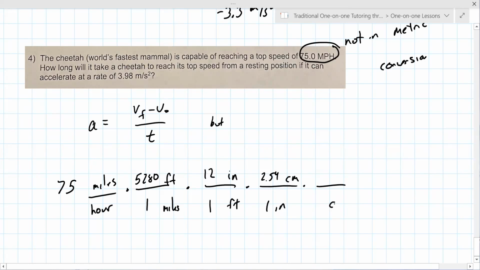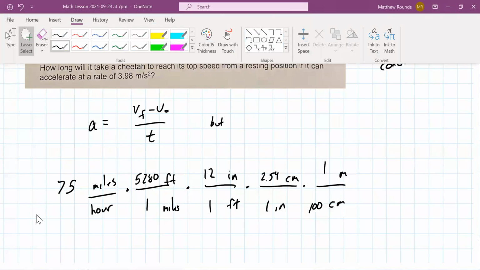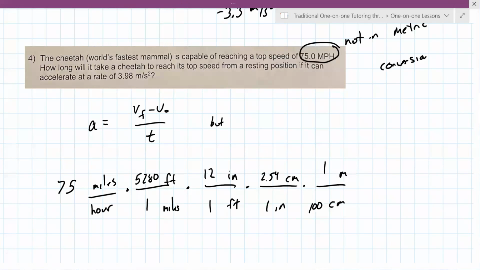And then there's centimeters to meters. In 1 meter, there's 100 centimeters. So you're expected to know all of this. And hopefully those conversions, you either have them or you can figure them out. We can go through them, but these are kind of the standard ones here. So let's grab a calculator if you've got it. Grabbing mine.